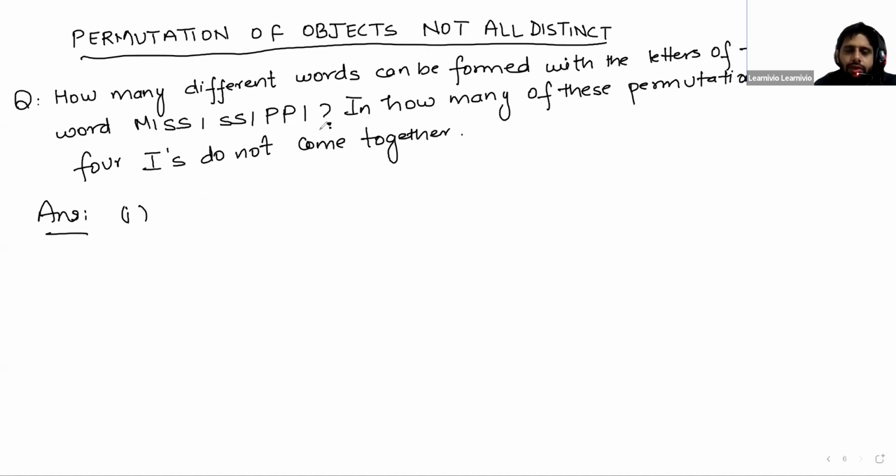So we need to find how many different words can be formed with the letters of the word Mississippi. First we need to count all the alphabets. There are 1, 2, 3, 4, 5, 6, 7, 8, 9, 10, and 11. So this is 11 factorial.